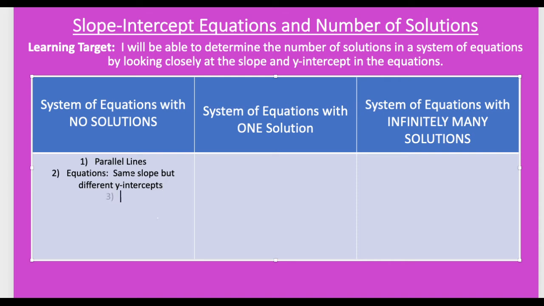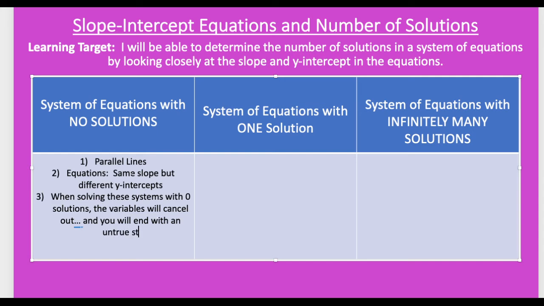And lastly, when solving these systems with no solutions, or with 0 solutions, the variables will cancel out, and you will end with an untrue statement. So I'm just going to say for example 3 equals 0, which we know is not true.